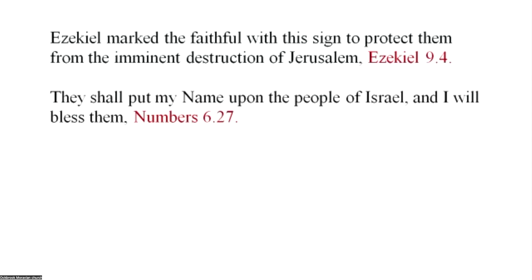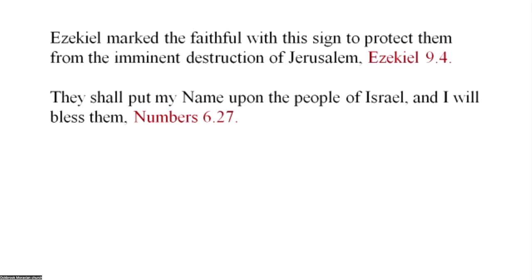Now, Ezekiel marked the faithful with this sign to protect them from the imminent destruction of Jerusalem. Put my mark on all those who are still faithful. And then, of course, at the end of the high priestly blessing, end of Numbers chapter 6, they shall put my name upon the people of Israel, and I will bless them.